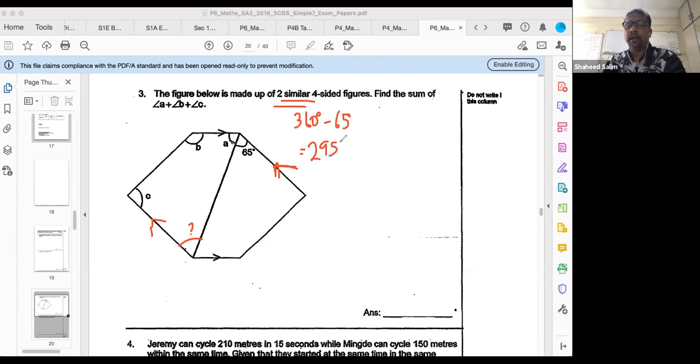Any four-sided figure, yes, well done, is equal to 360. How do you know? You say, I don't believe you. Okay, I'll show you now. You can break up this one into 180 degrees. So this one 180 degrees, this triangle 180 degrees, 360. Okay, you know what I'm talking about? Triangle is 180 degrees, this triangle 180 degrees. So total 360 degrees. Take 360 minus 65, you get ABC.